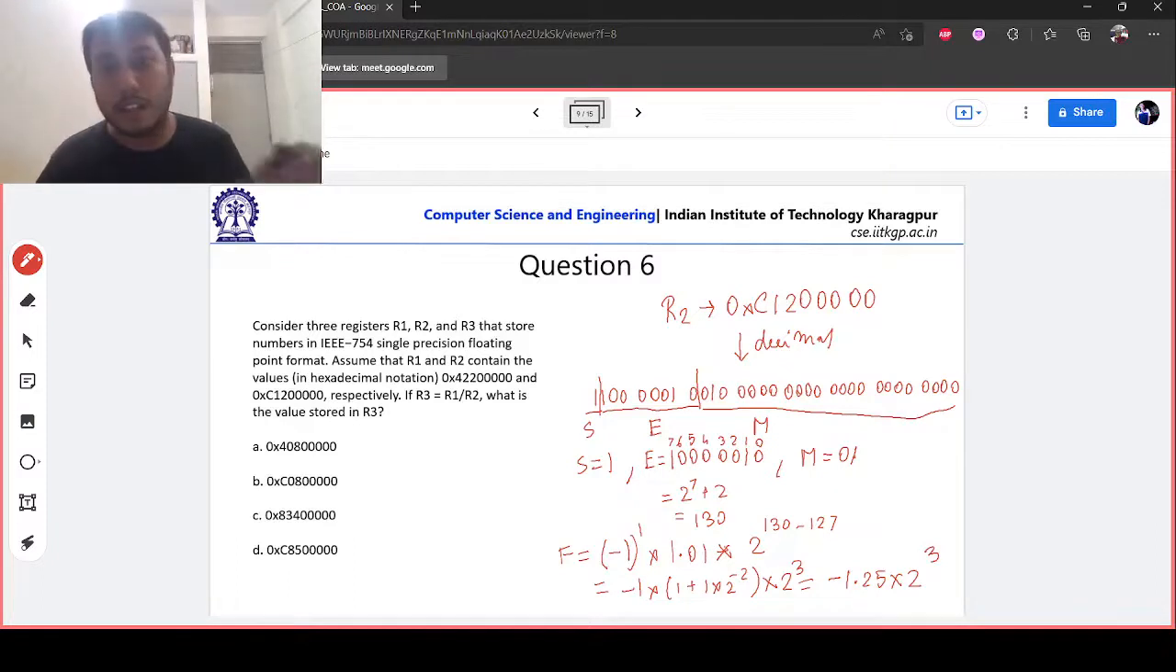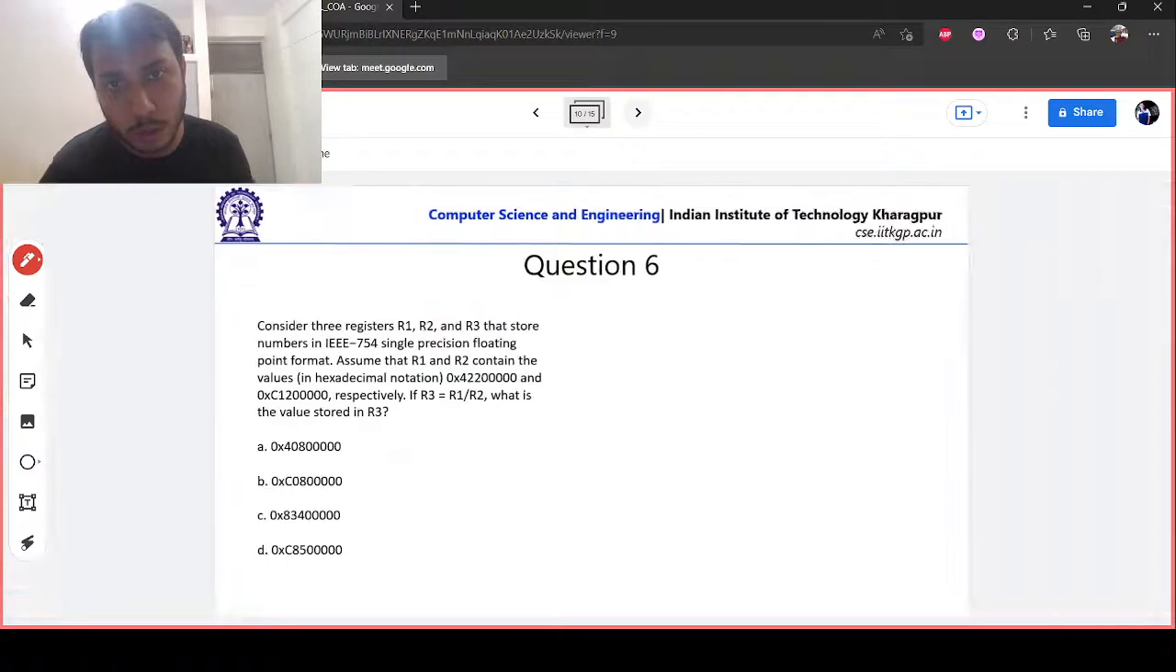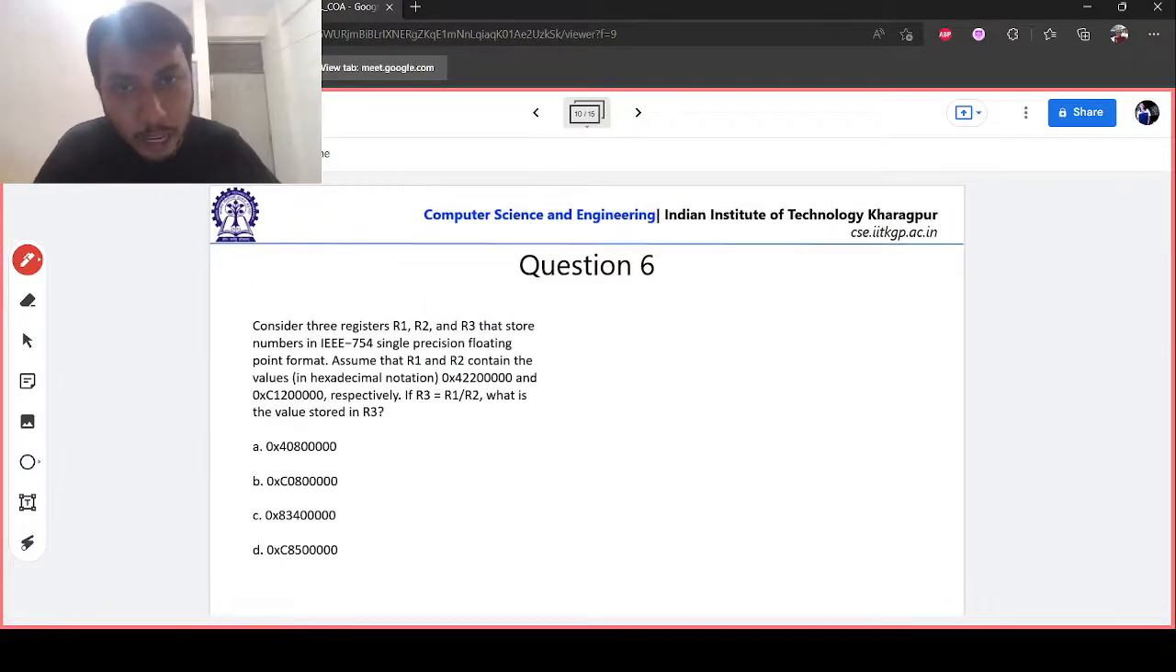Clear? Just like previously, we do again the same thing. We convert it from hexadecimal to decimal. Then we strike out what is the S, E, and M. E value is 130, M is 0.1. So this all comes down to minus 1.25 into 2 to the power of 3. So we have now got the value of R1 and we have also got the value of R2. So next let's find the value of R3.